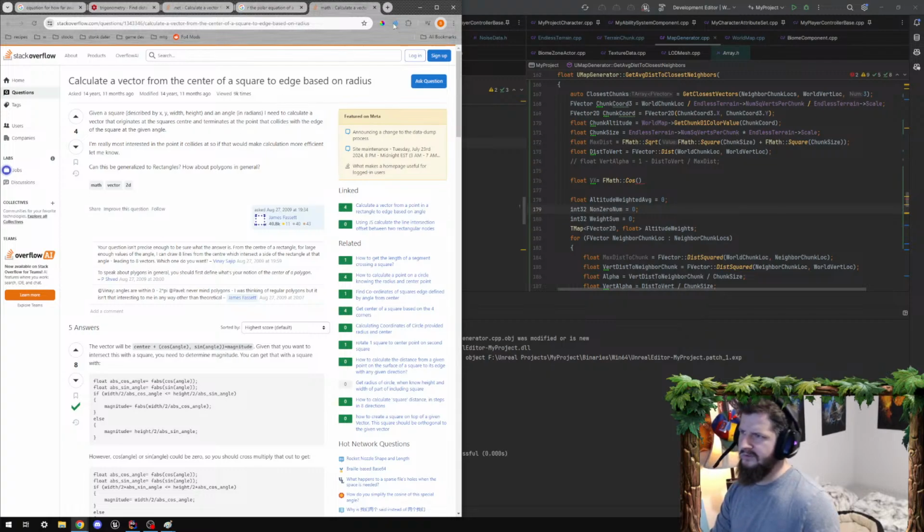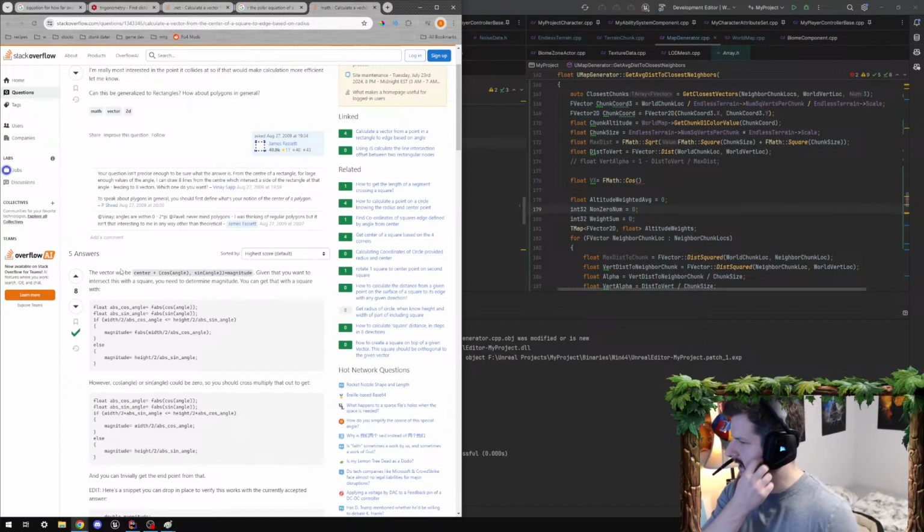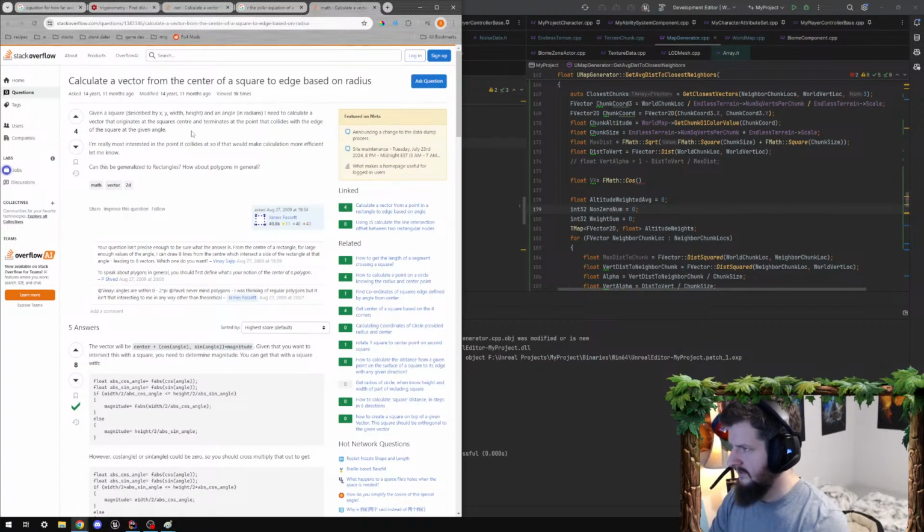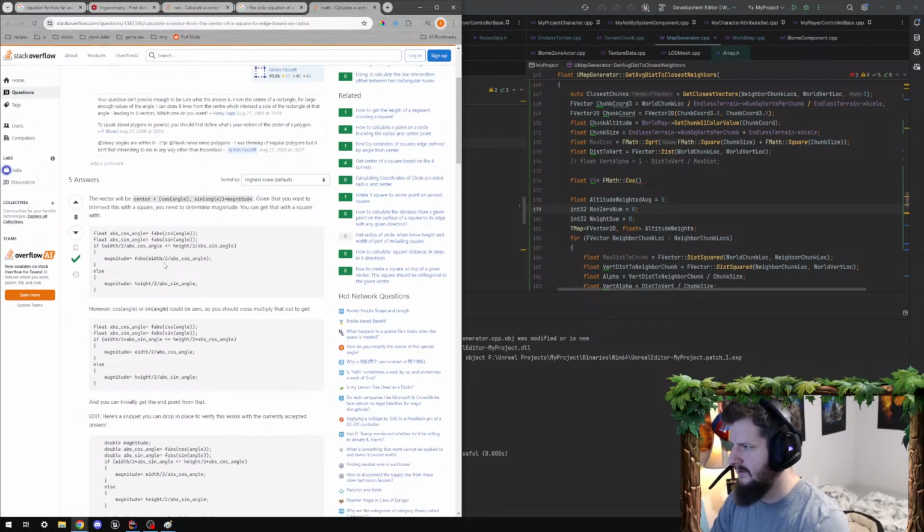Yeah, I think it might be Visual Basic, which is kind of a weird way to answer in a math forum. Or maybe it's like MATLAB or something like that. I calculate a vector from center of square to edge based on radius and an angle. So if I just get the angle, I should be able to use this, right?